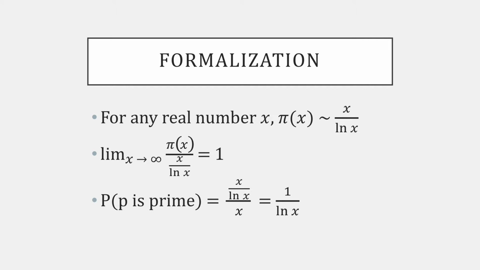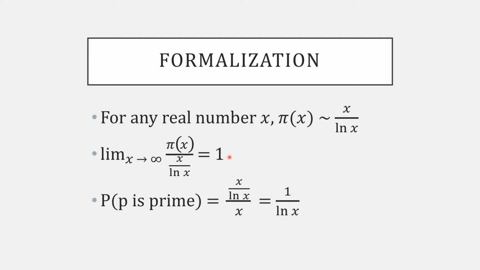The prime number theorem states that for any real number x, the pi of x is approximately equal to that real number x divided by the natural log of x. More formally, we can say that the limit as x approaches positive infinity of pi of x divided by the quantity x divided by the natural log of x is equal to 1.